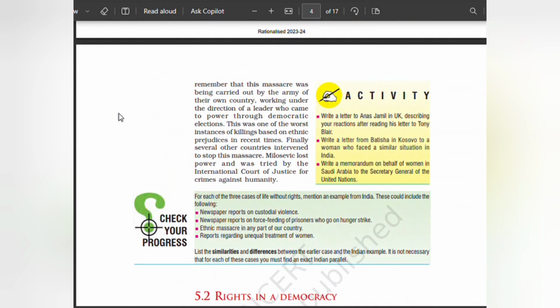Do remember that this massacre was being carried out by the army of their own country, working under the direction of a leader who came to power through democratic elections. This was one of the worst instances of killings based on ethnic prejudices in recent times. Finally, several other countries intervened to stop the massacre. Milosevic lost power and was tried by the International Court of Justice for crimes against humanity.